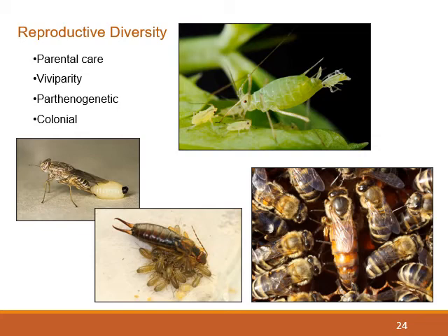There are also social insects as well, like ants, bees, and wasps, where the majority of the colony are sterile workers, and they'll just have one or very few individuals that are responsible for reproduction, these queens within the colony.